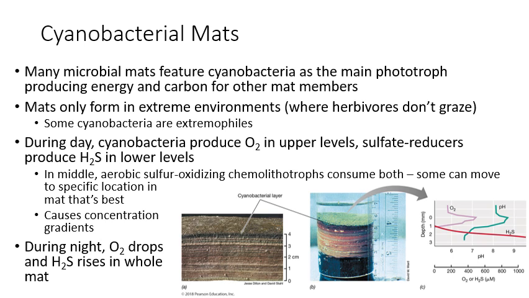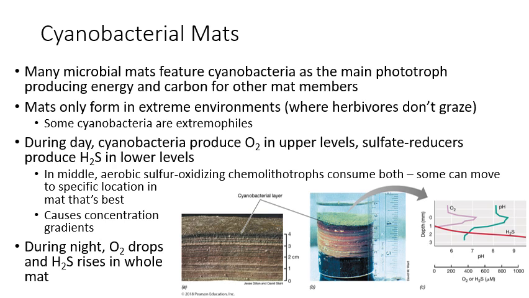Then in the middle layers of the mat, you have aerobes that are also sulfur oxidizers, which means that they're using sulfur compounds, specifically hydrogen sulfide, as electron donors for respiration. So that makes them chemolithotrophs. They're using hydrogen sulfide as their electron donor, and then they're using, of course, oxygen as their electron acceptor because they're aerobes. So they're going to be consuming both the oxygen and the hydrogen sulfide. Which means that once you get to those middle layers of the mat, you're going to see the oxygen levels drop off because the oxygen is being consumed by these chemolithotrophs.